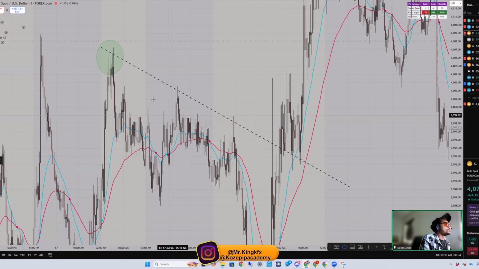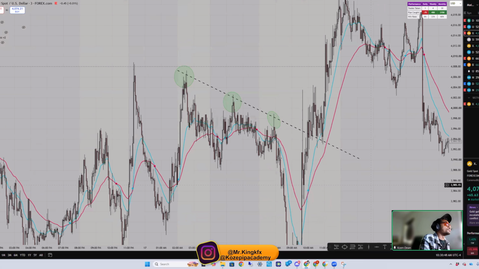We have 2 touches right here. And we have our 3rd touch right here. Now this is going to be our valid trend. Now all we're doing, well, this is on the 3 minutes, so I'm just showing you guys on the micro because you can use it on any time frame.